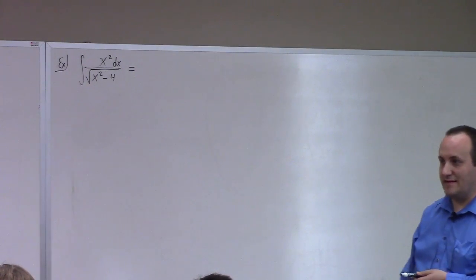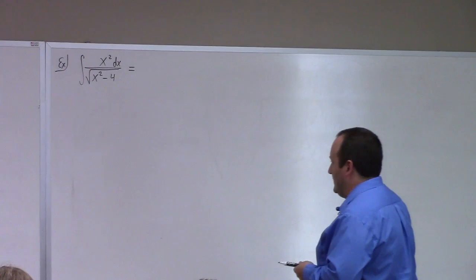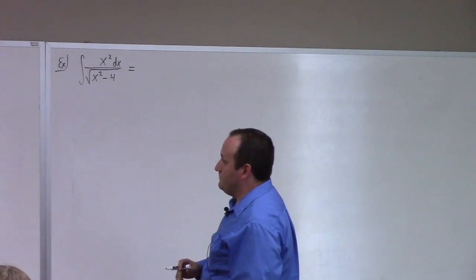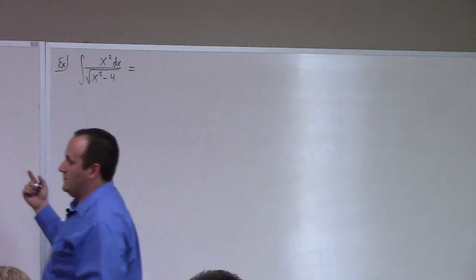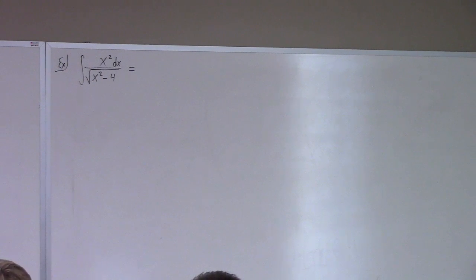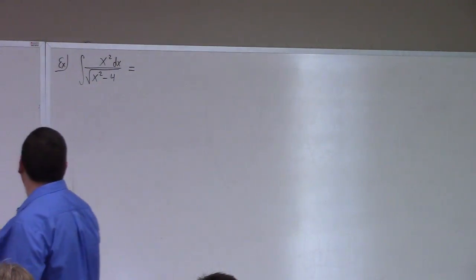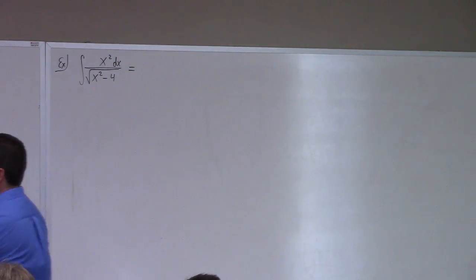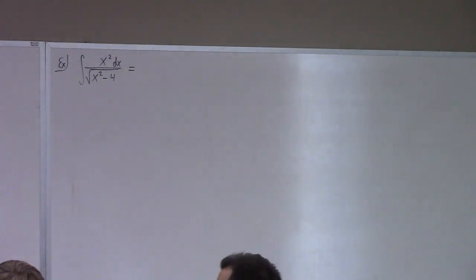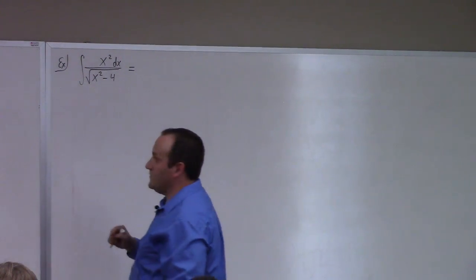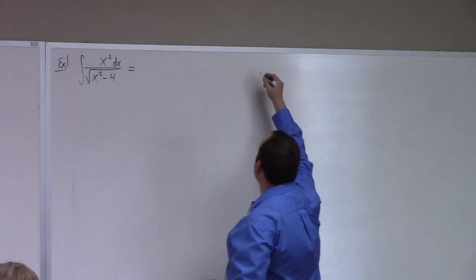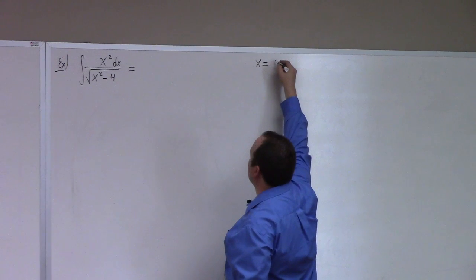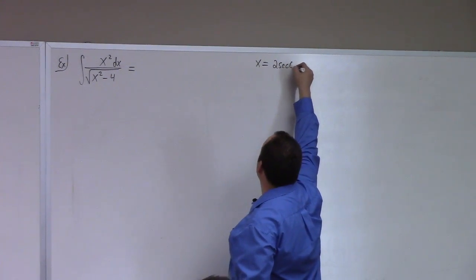I tell you, the worst thing is to copy a problem down wrong and not realize it. Anyway, so you've seen case 1 in action, our first example. You've seen case, what is this one? Case 2 in action over here. And this one actually fits this pattern, right? It's like the variable squared minus the constant squared. So this suggests we make what substitution? Yeah, x equals 2 secant theta.